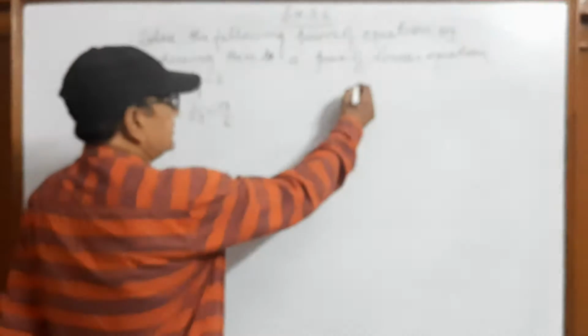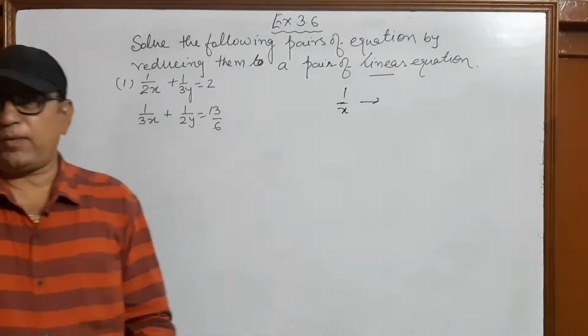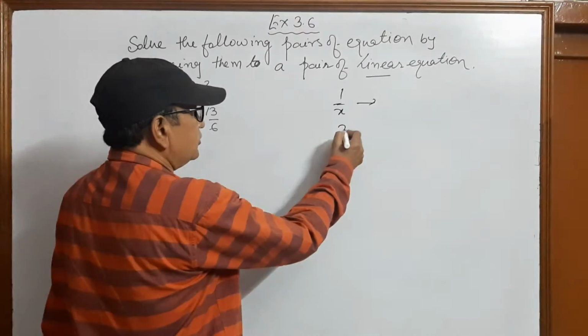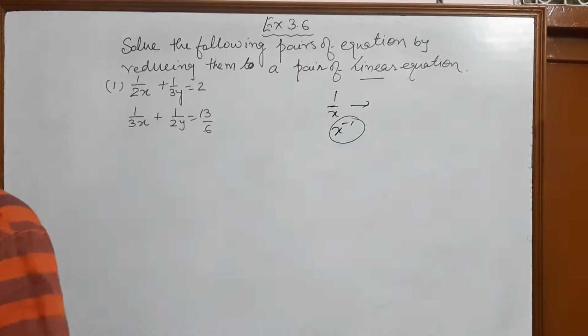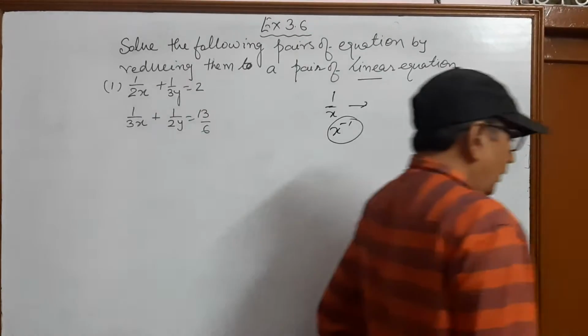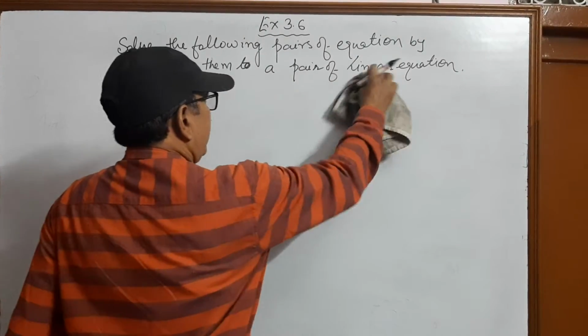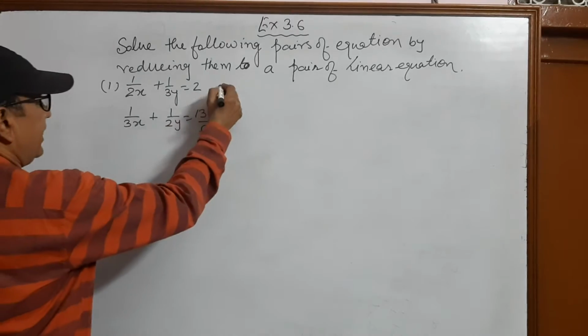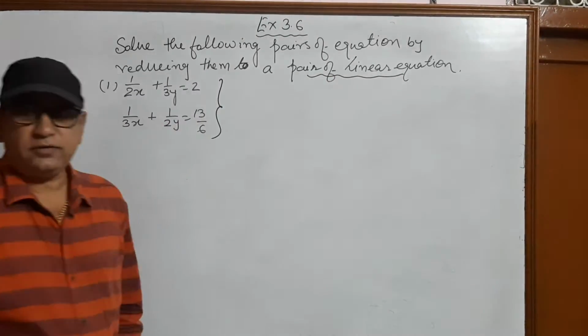Means 1 upon x, and that you have to change into a linear equation. Because here the power of x is -1, so this is not known as a linear equation. We have to change it first into a linear equation, then solve for x and y. So first of all, whenever a question is given like this one, you have to change them into a pair of linear equations.